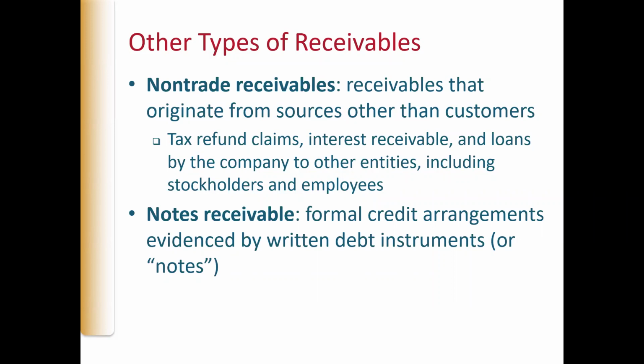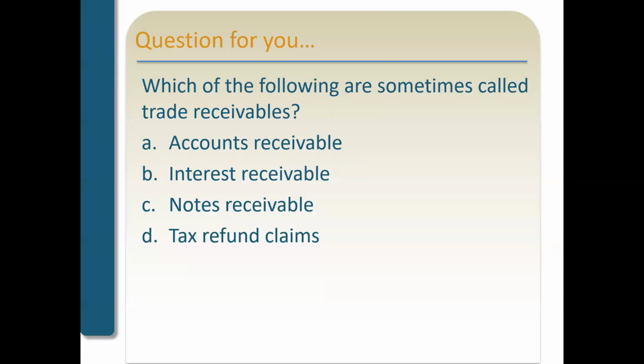Notes receivable are held for formal credit arrangements, evidenced by a written instrument. So oftentimes when notes receivable happen, it's generally because the customer couldn't maybe pay an accounts receivable, but they wanted to extend it a little more. So therefore, they create a formal transaction with the evidence of a written promissory note and interest collected.